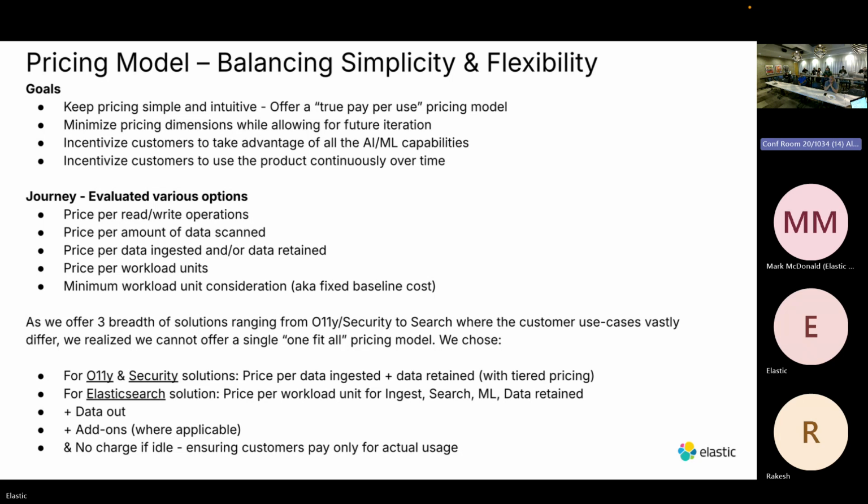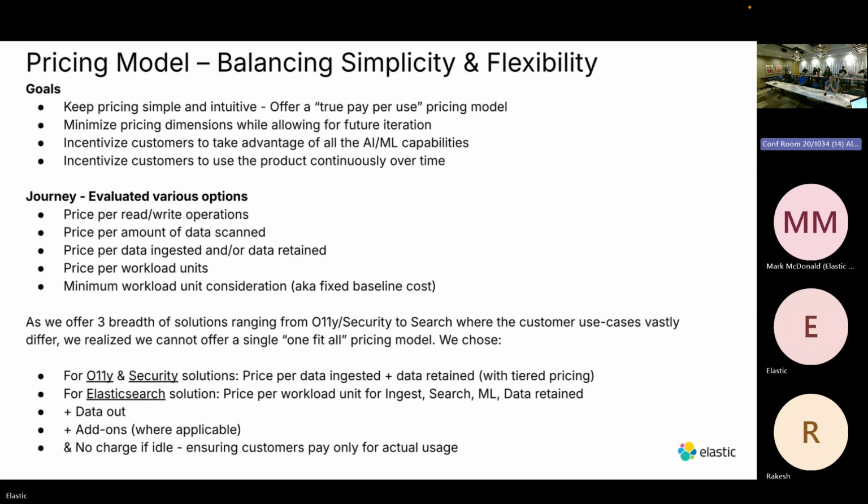For Elasticsearch, we realized that there are different workload units that we need to create. That's why we ended up creating ingest, search, ML, and data retained. Now, obviously, you would question why we have ML here in search and why we don't have it on observability and security. The main reason is that you can use ML in very different capabilities for search workloads, starting from anomaly detection.